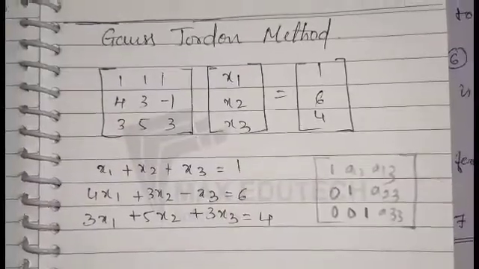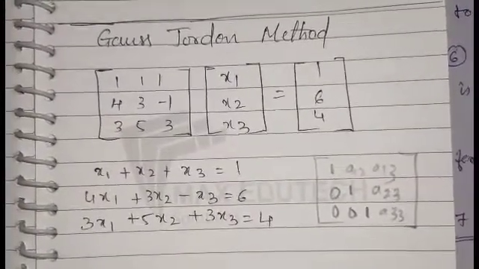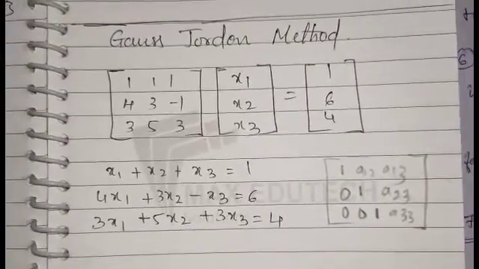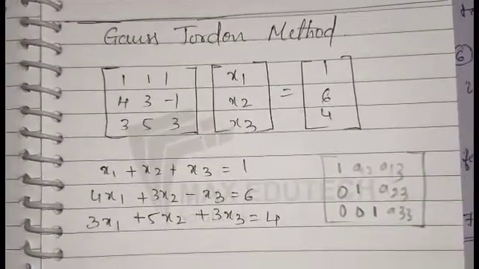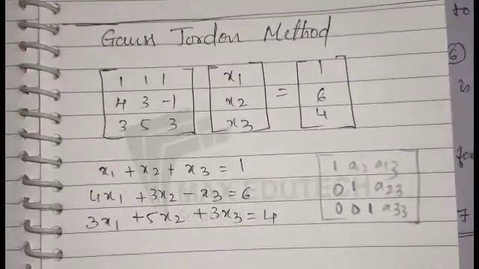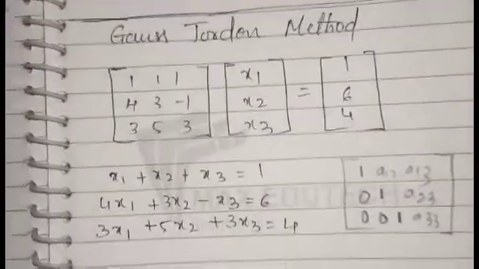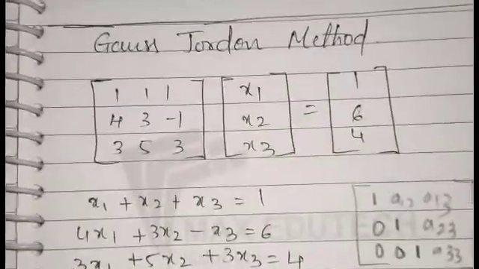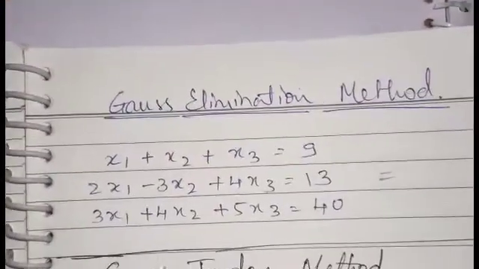Hello everyone. Today's topic is the Gauss-Jordan method. The Gauss-Jordan method is also used to solve linear simultaneous equations, just like the Gauss elimination method. Before seeing what the Gauss-Jordan method is and how to apply it, we should know the difference between the Gauss-Jordan method and the Gauss elimination method.